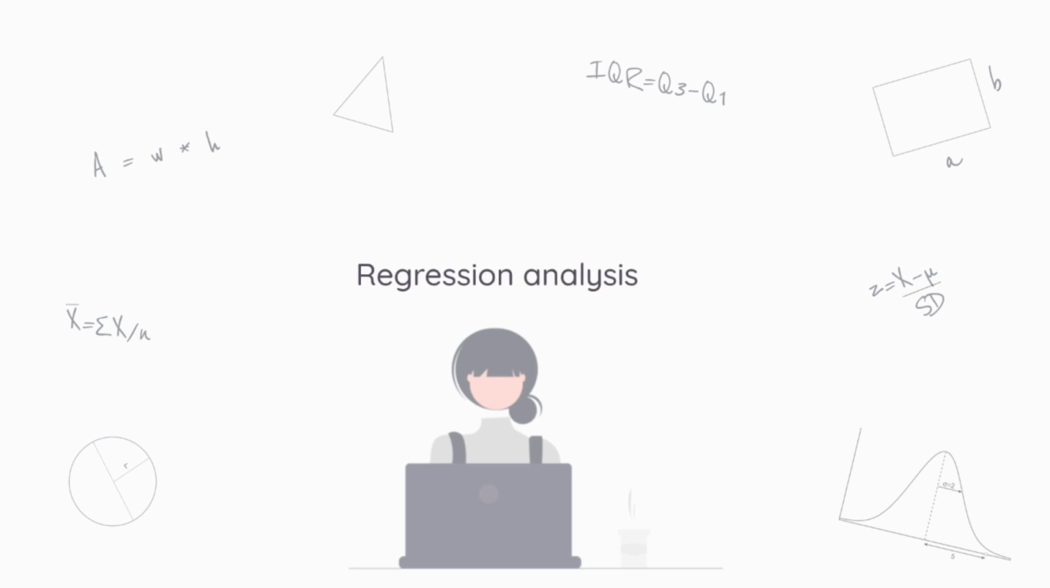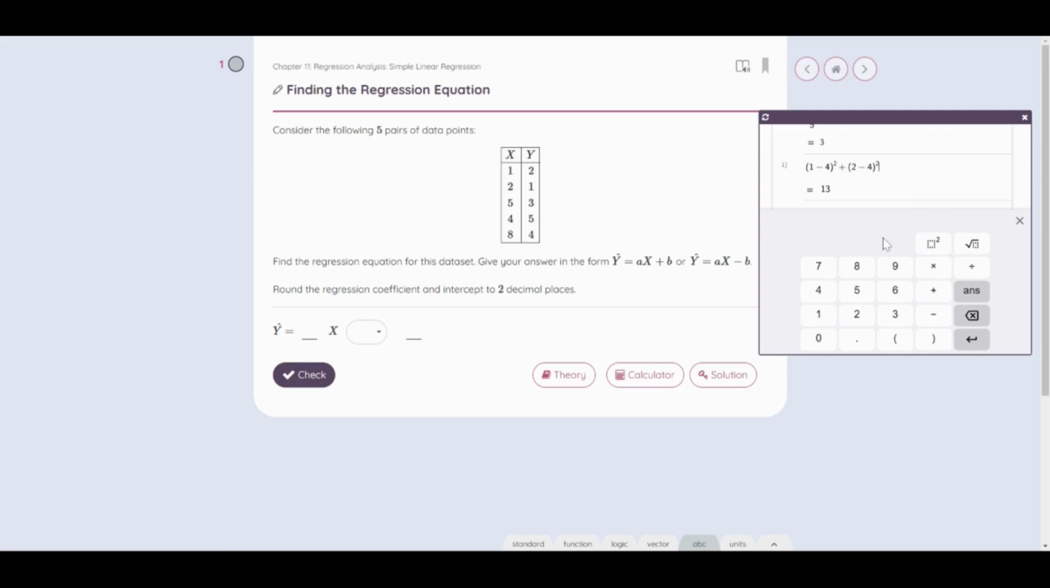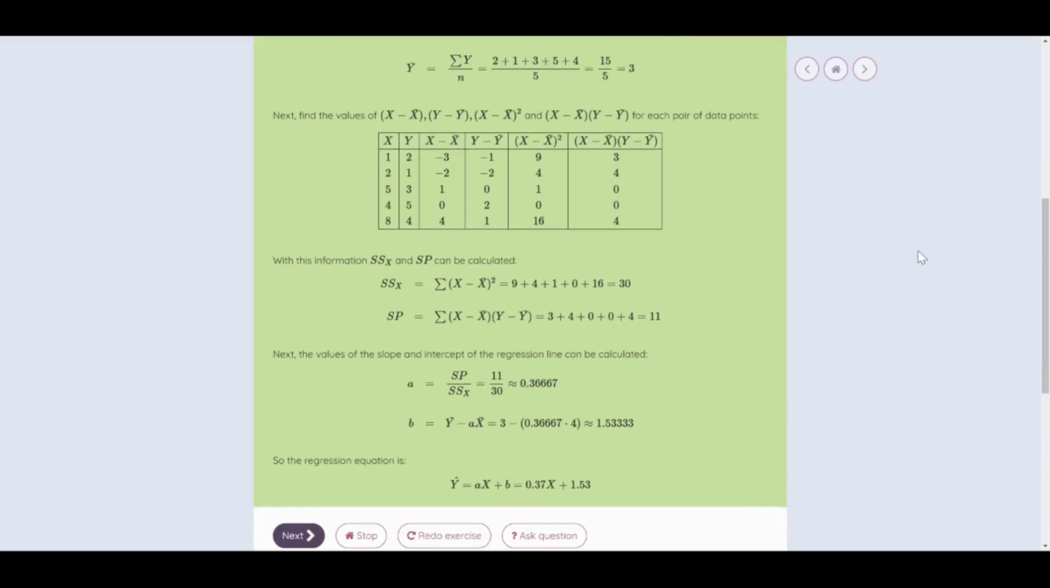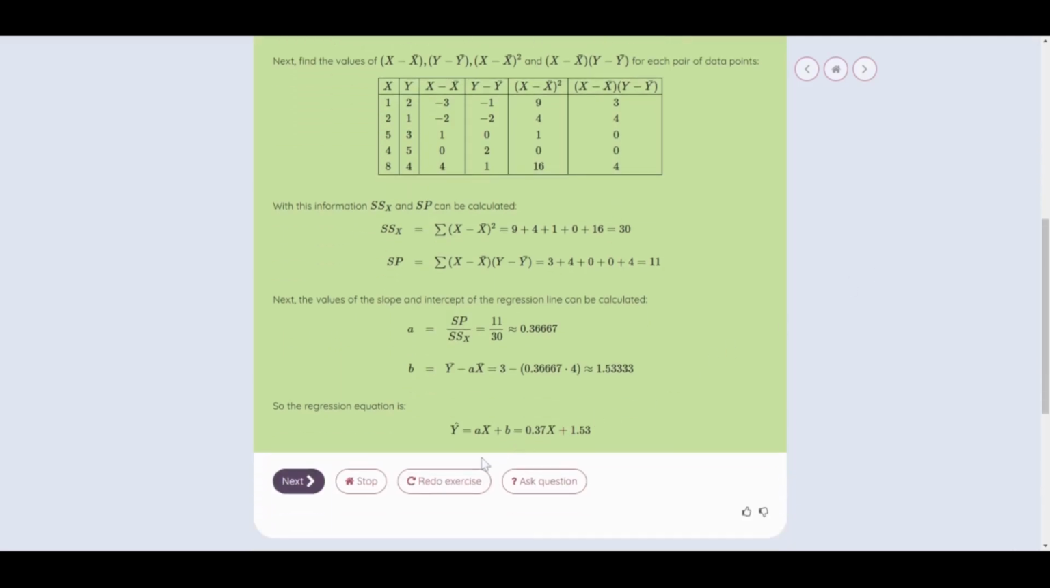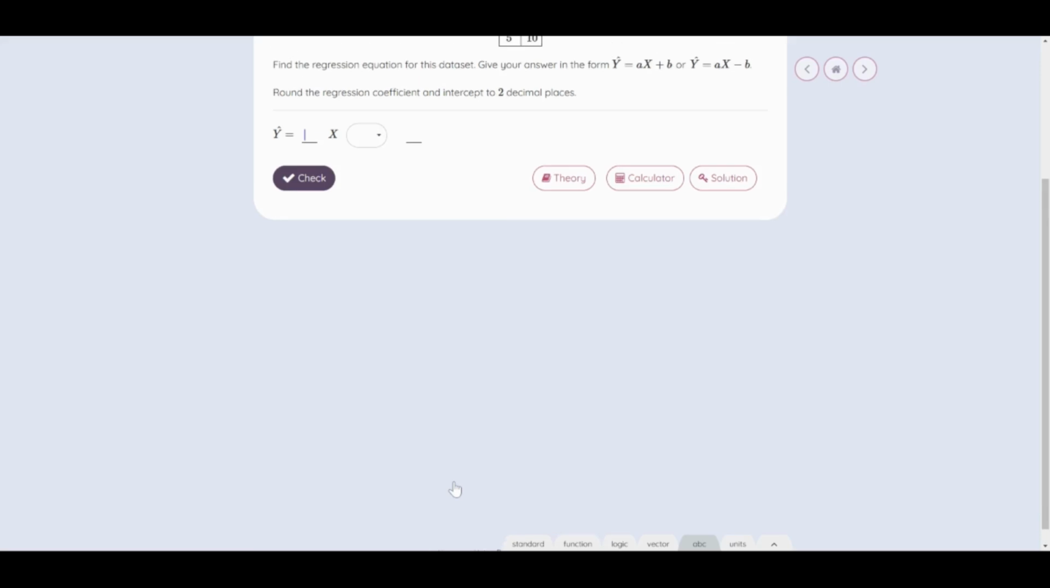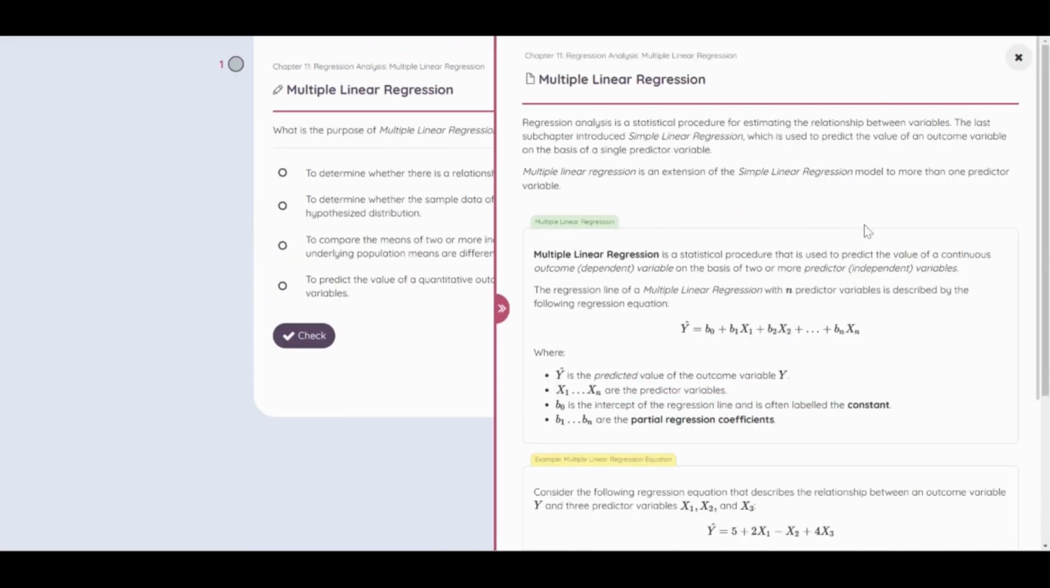Regression analysis starts with simple linear regression. In this example, students need to calculate the regression equation. Even though the final answer is only the equation, students can find the full worked-out solution that includes all the steps of getting to the correct answer. Then, the student can restart the exercise and try it again with different variables.